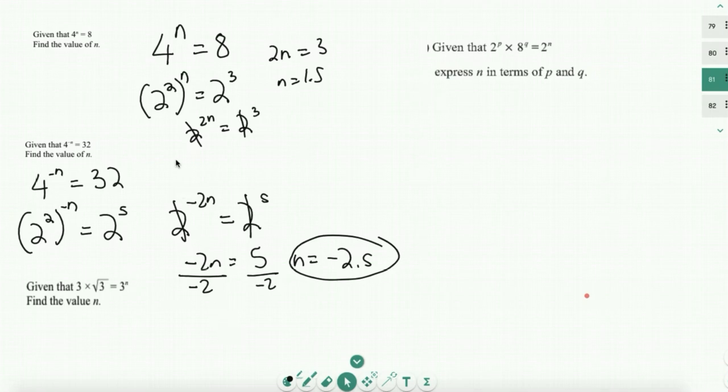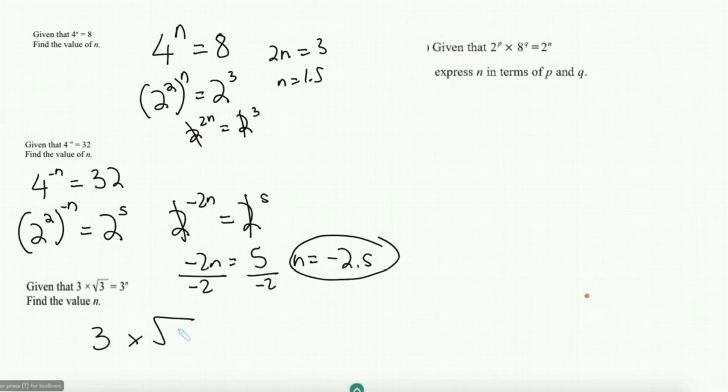Given that 3 times root 3 equals 3 to the power of n, find the value of n. So 3 times root 3 is equal to 3 to the power of n. Let's look at our bases first. Well, they're all the same. Okay, that's good. But this is an indice. This number is not written as an indice, and this number doesn't have an indice. So 3 is basically 3 to the power of 1, times this. This is the square root of 3, so it has to be 3 to the power of some sort of fraction because we're rooting it.